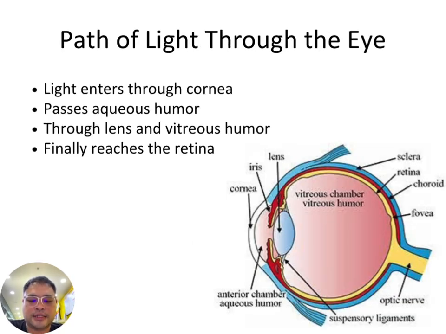Now, how does light actually travel through the eyes? It starts by entering through the cornea, then moves through the aqueous humor, passes through the pupil and lens, goes through the vitreous humor, and finally lands on the retina. Each part plays a role in bending and guiding light rays so the image focuses correctly.